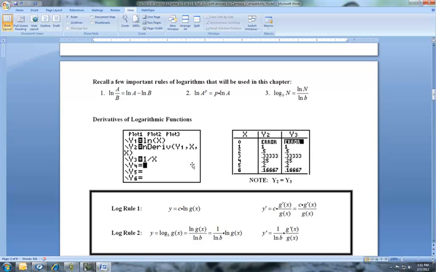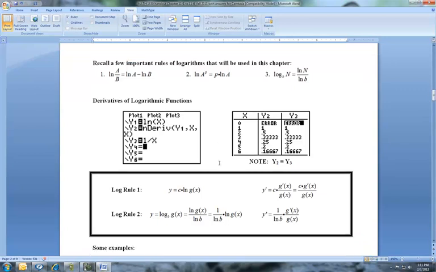Going to second graph for table, because I'm very interested in y2 and y3. If you'll notice, they are the same thing. So that means the derivative of, if I have a function y equals natural log of x, it's 1 over x. I've got two rules. The first one we use more than the second one, but the second one does appear. If you'll notice in log rule 1, you have to have ln for this to work, ln.